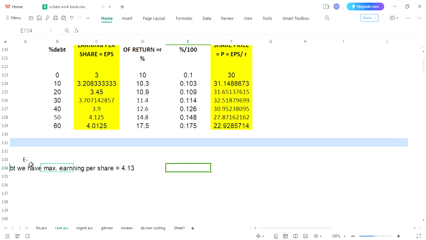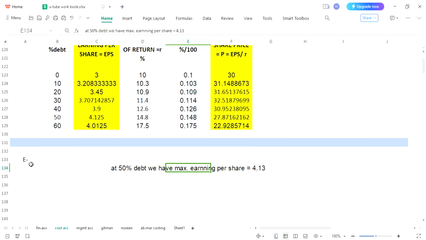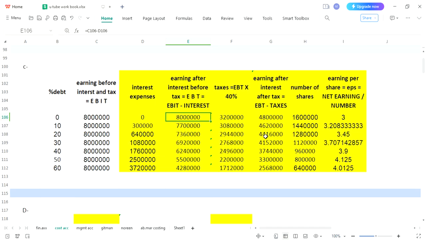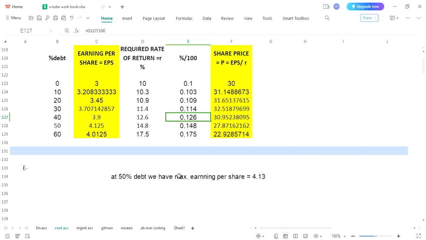Let's go back to the question and see again. This was your earning per share. Please note it down. From 3 to 4.1, it is continuously increasing. But after that, your earning per share has dropped. So it means at 50% debt, you can have your maximum EPS of 4.13. That's our recommendation: not to take debt more than 50%.